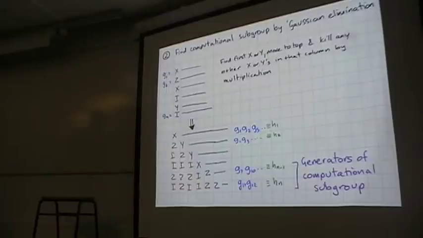And then you can go along to the second column. Sometimes you have to reorder things a bit, and then do the same, fix this guy to not be an X or a Y, and then some Z's and identities. And you sort of build up a triangular form like this. And then when you get to something like this, you see that once you've run out of X's and Y's, you'll be left with stabilizers that are all built out of Z's and identities, and these are the generators of the computational subgroup. Okay. So this is an efficient algorithm, it turns out, to find generators of the computational subgroup.